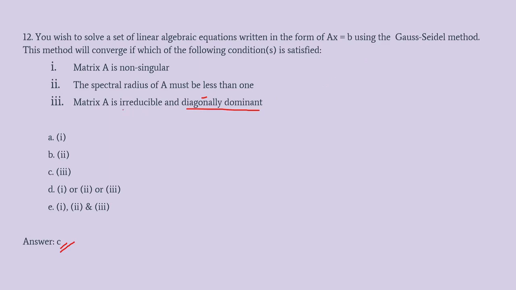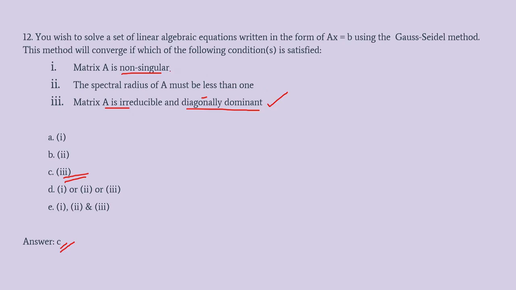The other thing is matrix A should not be reducible, that is, it should be irreducible. Non-singular and irreducible are somewhat the same. As Pranil said, there is no combination of one and three. Sorry, one and three are combined in the third option, so the option becomes three.